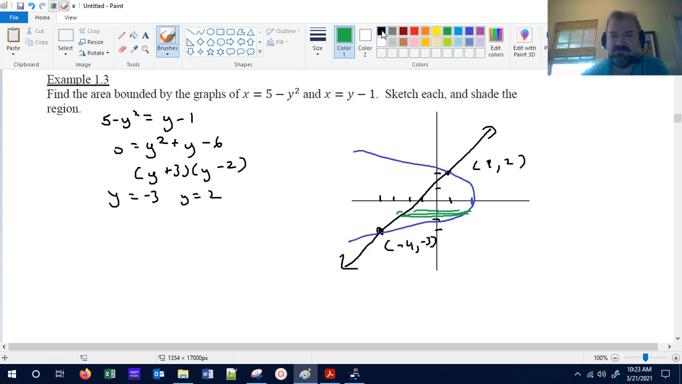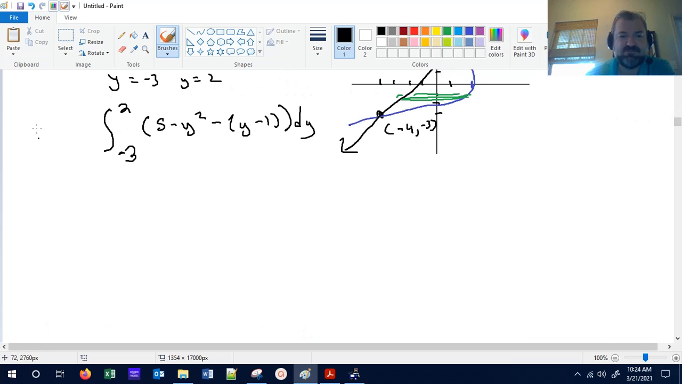So this will be the integral from, remember, we're doing y coordinates, going from this bottom y coordinate to this top y coordinate. So from -3 to positive 2 of the rightmost graph, which is 5 minus y squared, minus the leftmost graph, which is y minus 1 dy. And then from here, we can just simply do our calculus, maybe simplify a little bit, and find our area.